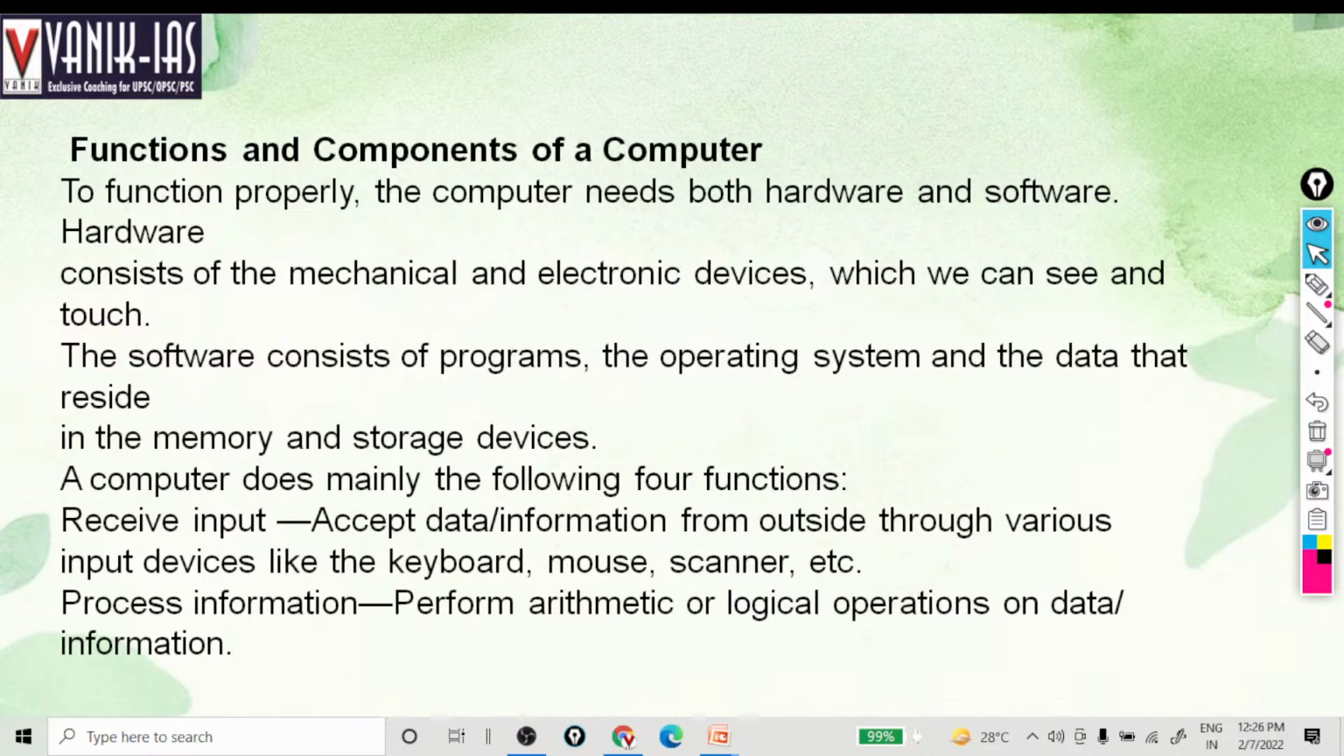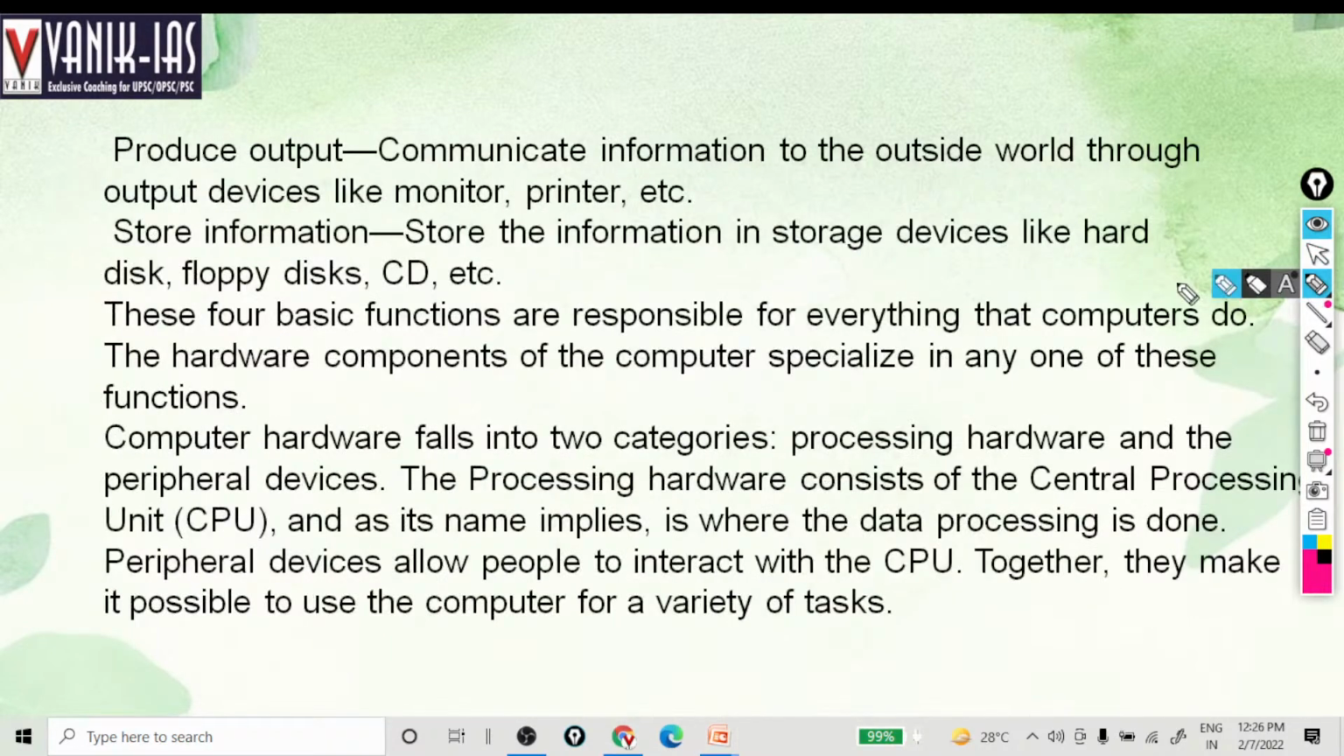A computer does mainly the following four functions. One is receive input, that is, accept data and information from outside through various input devices. Receiving input may be through keyboard, mouse, scanner, where you are scanning a particular piece of paper, or a pen tab, where you are writing on the pen tab. Suppose now I am writing on the pen tab, it is also an input device.